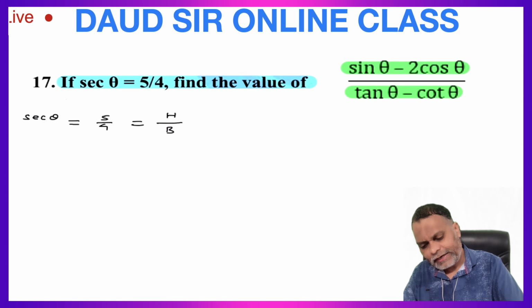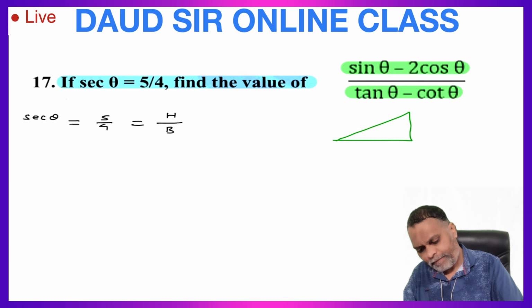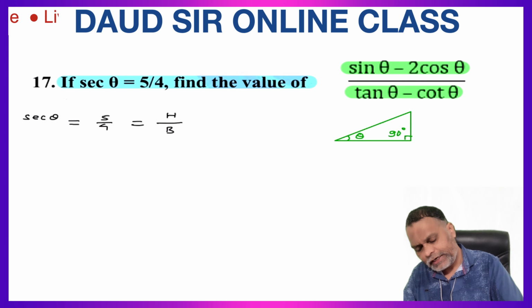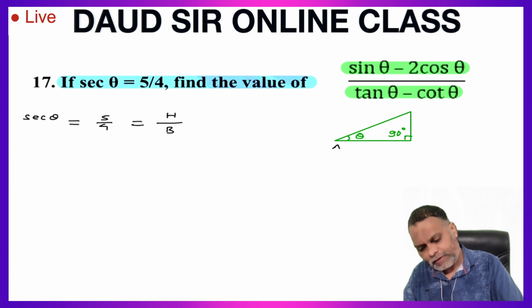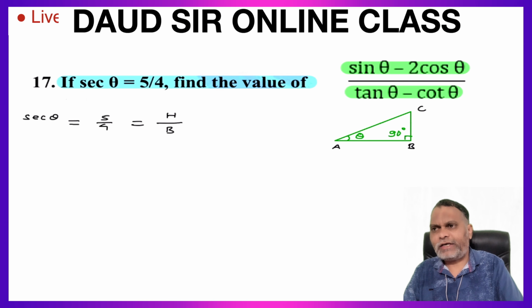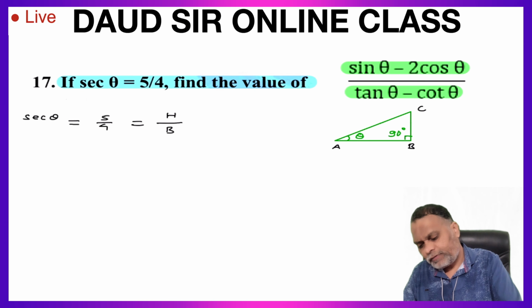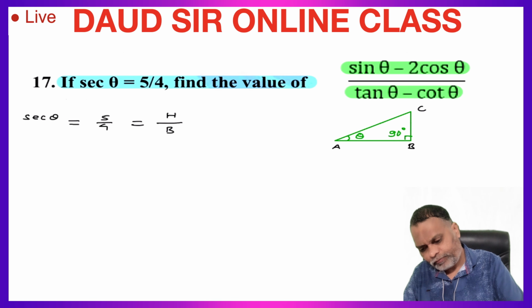Make one right angle triangle. Suppose this is a right angle triangle, 90 degree, and take this acute angle as theta. For this theta, this is base AB, BC is perpendicular, and the side opposite to 90, AC, is hypotenuse. So sec theta is hypo upon base, so take hypo equal to 5. This is 5 and base is 4.